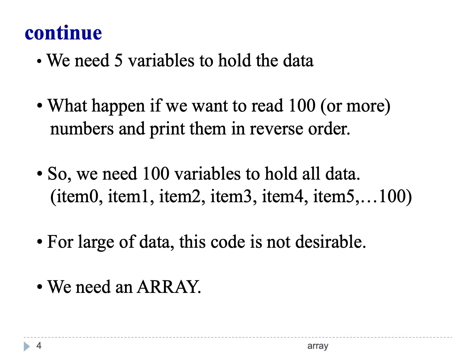In the code before, we used 5 variables to hold the data each time the user input a number. 5 is doable, but what if we want to read 100 or more numbers? Does it make sense to declare 100 variables to hold all the data? We could use looping and reuse the variable, but we won't be able to print the values in reverse order because we keep on reassigning the value to the variable. So, this is where we could use an array.